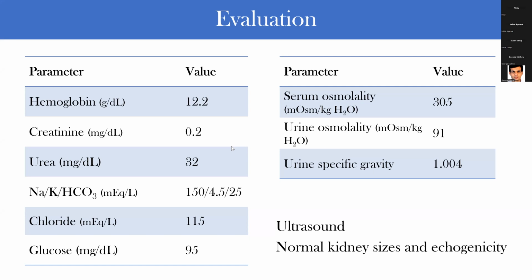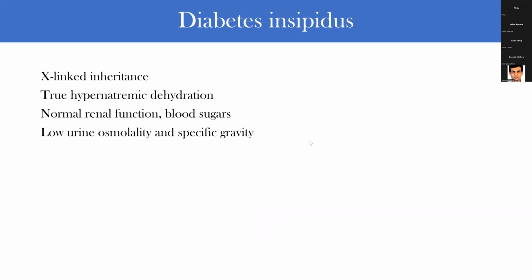Okay, hyponatremia, low urine osmolarity, diabetes insipidus, hyponatremia. Okay, excellent. So we can see that clinically and biochemically, this patient has hyponatremic dehydration, with a very low urine osmolarity and a high serum osmolarity. So this is a condition of diabetes insipidus, which is an X-linked inheritance. And in this patient, true hyponatremic dehydration is present, with normal renal functions and blood sugars.